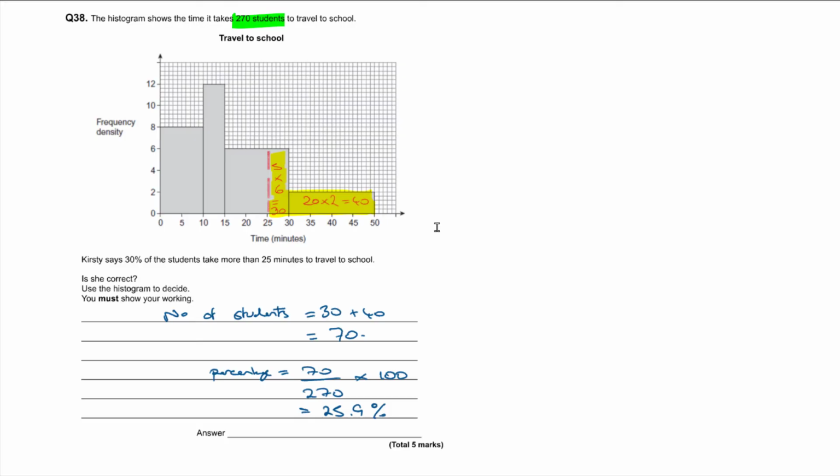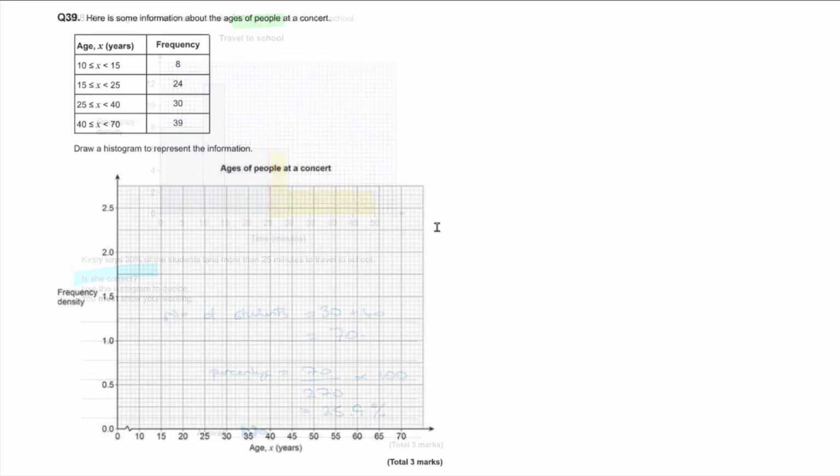So remember, we need to answer the question. The answer is not 25.9%. The question was, is she correct? And the answer is no, because it's not 30%. It's 25.9.